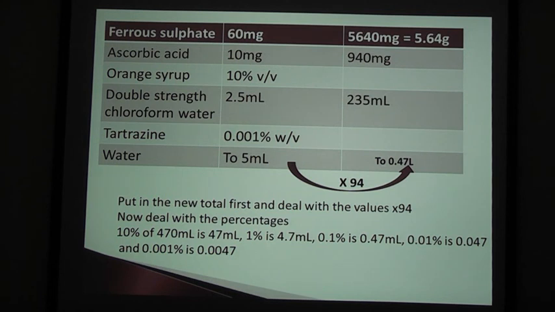Then you need to work out the tartrazine. 1% is 4.7 mils, because 10% is 47. So 0.1% is 0.47 mils, 0.01% is 0.047, and 0.001% is 0.0047. So the answer to that then is, you need 47 mils of orange syrup and 0.0047 mils of tartrazine. Very important at this stage to remember to do your decimal point movements correctly, or it can cost you lots and lots of marks.